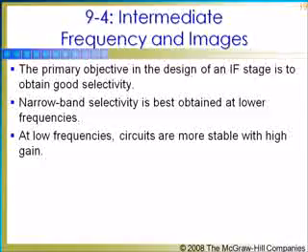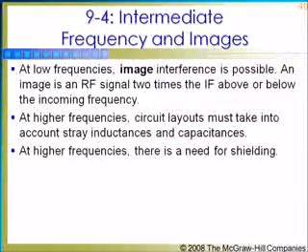The primary objective in the design of an IF stage is to obtain good selectivity. Narrow band selectivity is best obtained at lower frequencies. At low frequencies, circuits are more stable with high gain. At low frequencies, image interference is possible. An image is an RF signal 2 times the IF below or above the incoming frequency.